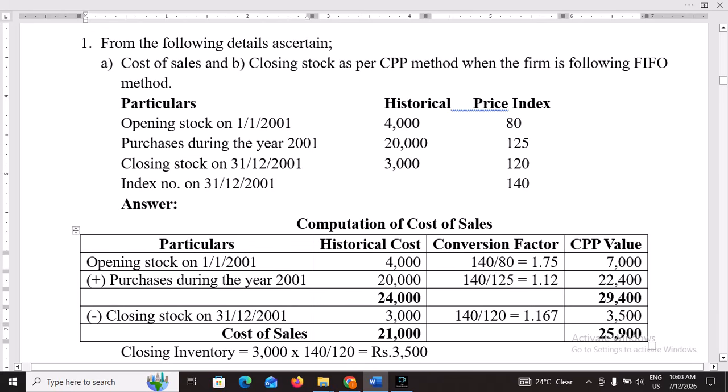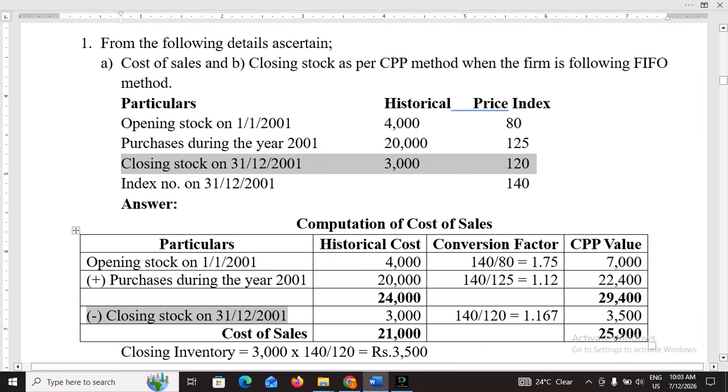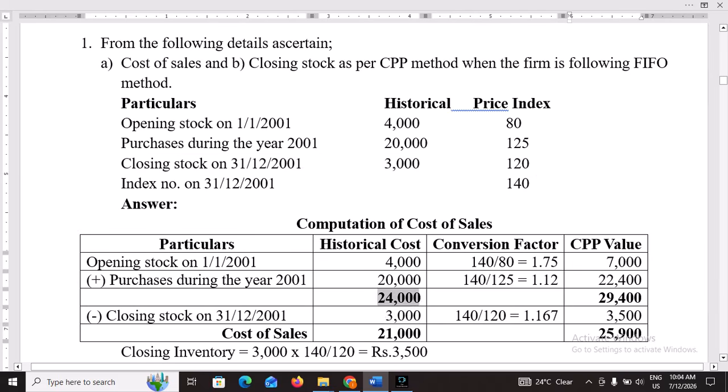Less closing stock on 31/12/2001. Historical cost is 3,000. Conversion factor same: closing index 140 divided by the price index on 31/12/2001, which is 120. So 140 divided by 120 is 1.167. So 3,000 into 1.167 is 3,500. So 24,000 minus 3,000 is 21,000. Cost of sales 21,000. 29,400 minus 3,500 is 25,900.